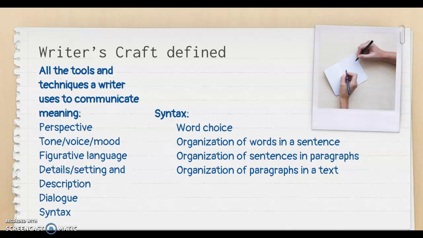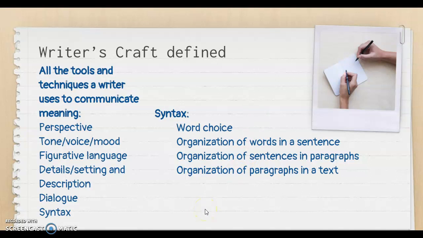And syntax might be a term that you are unfamiliar with, so I've defined syntax over here. Syntax includes word choice. Another term for word choice is diction. Syntax also includes the organization of words in a sentence. How is the sentence put together? Are you using a dependent clause, independent clause? Are you using simple sentences? Are you using complex sentences? Syntax also looks at how the sentences are organized in a paragraph, and how those paragraphs are organized into a text.